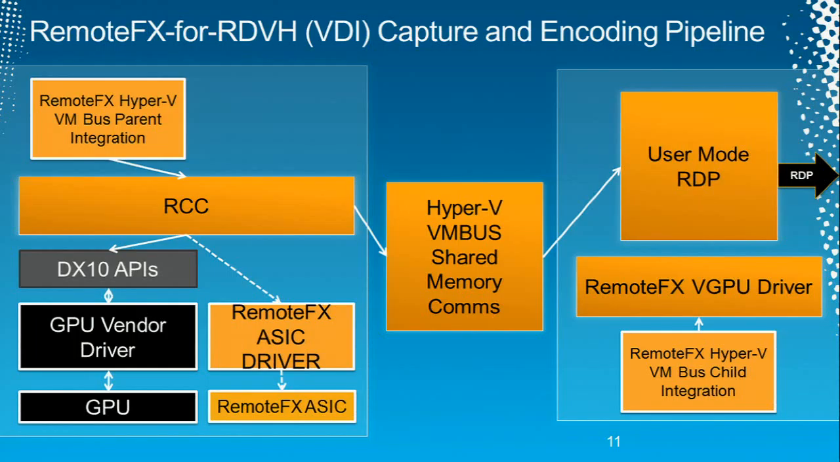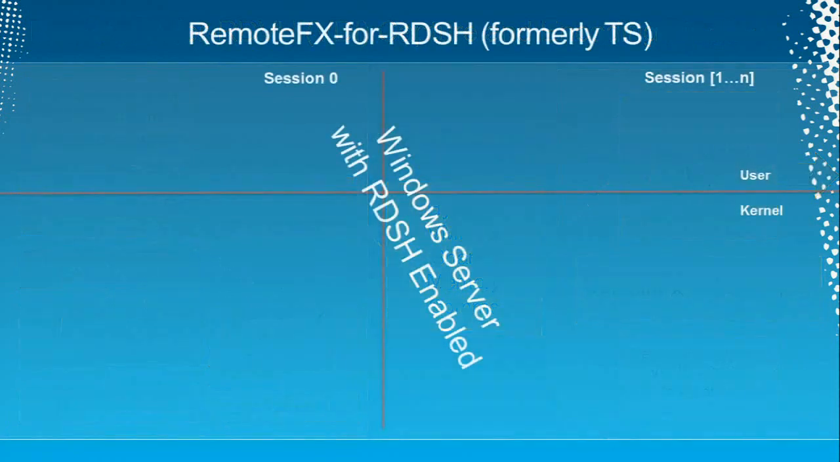Any questions on this? Okay, so we touched on what the codec looks like for VDI. So let's take a look at what the codec looks like for RDSH. On the next slide, I actually have a comparison of what's available for VDI and what's available for TS when we talk about RemoteFX. But the codec is available for TS, so let's look at how it works in a TS scenario.